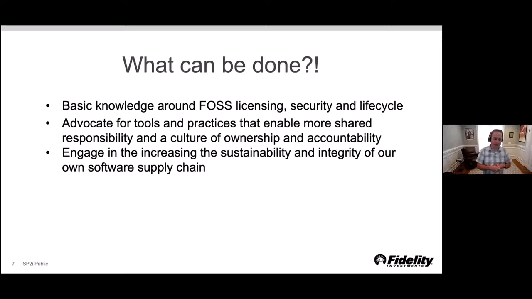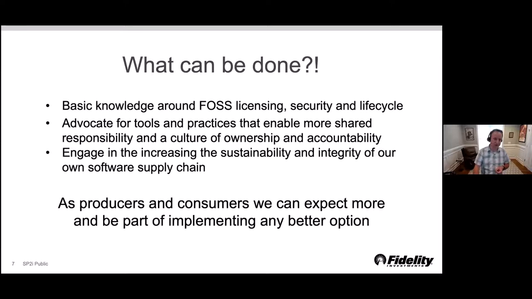And then engaging in the sustainability and integrity of our own supply chain. So caring about it, investing your talent, investing your dollars, not just asking the questions of our commercial suppliers, but potentially writing upstream patches, helping to, again, move those ecosystems forward. It's really, really interesting and fun stuff.